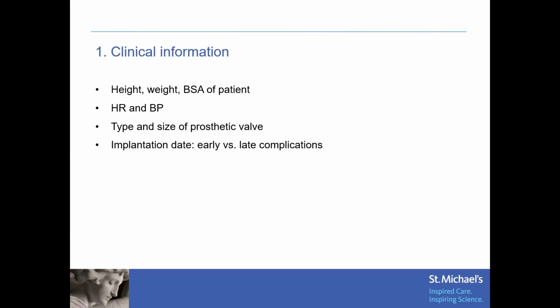So when we talk about clinical information, which is the first step, as I said, the height, weight, and BSA of the patient is key for index values. The type and size of the prosthetic valve and the implantation date are important because it helps you prioritize the complications that are most likely to occur in the patient, and then obviously look for those.